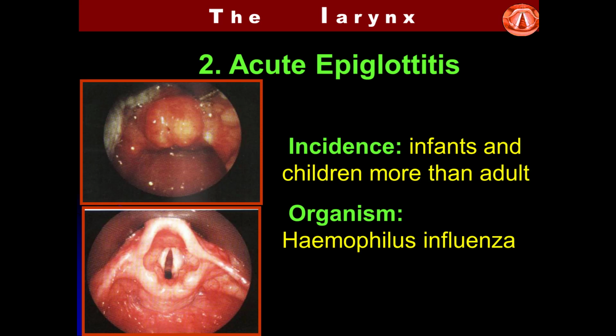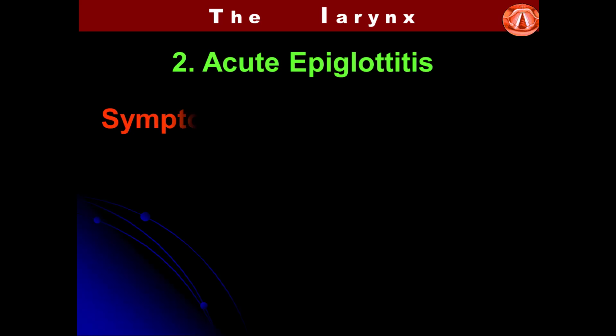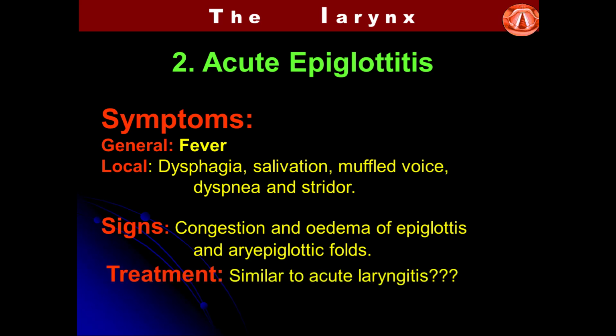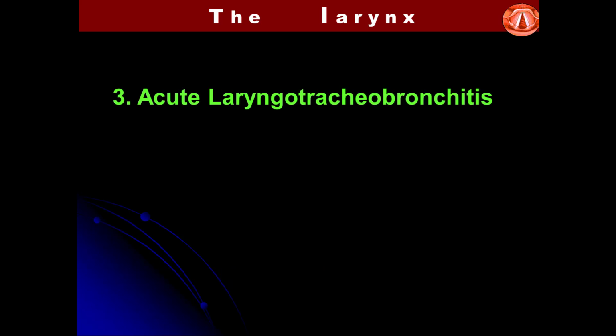As regards acute epiglottitis, it is a form of severe laryngitis, usually occurring in infants and children. The most common organism is Haemophilus influenzae type B, where there is ballooning and severe inflammation and edema of the epiglottis. This patient usually has fever, dysphagia, salivation, muffled voice, and lastly would develop dyspnea and stridor. And you can detect this edema and ballooning of the epiglottis and the epiglottic fold, and the treatment is similar to acute laryngitis.